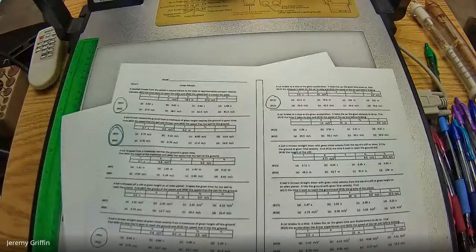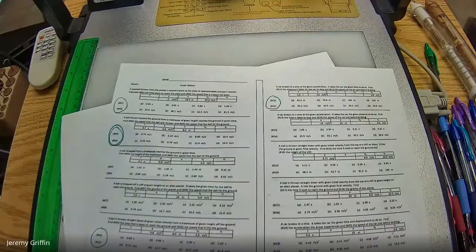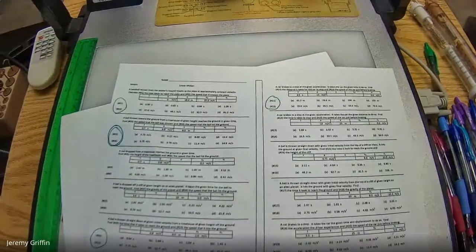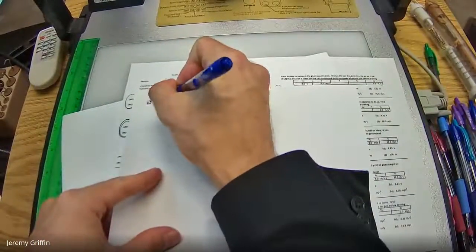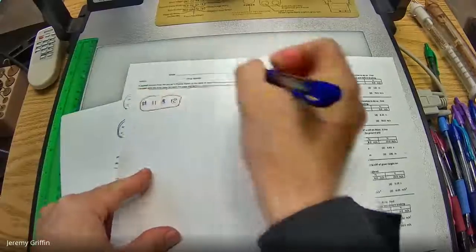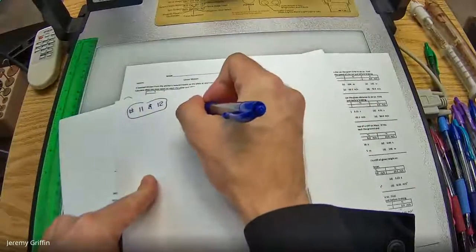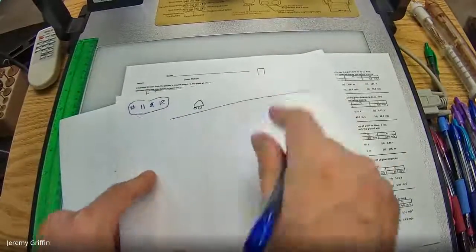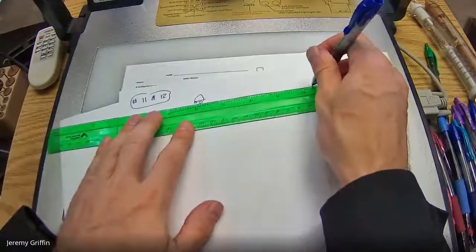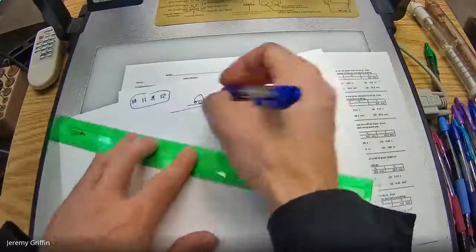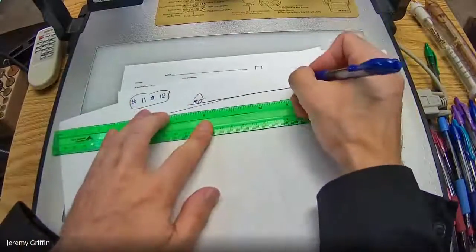Let's decide. All right, paper. I'm going to draw this out. So this is number 11 and 12. Got a car on a road. My road will be straight, because it's like a straight road. Comes to a stop right here.